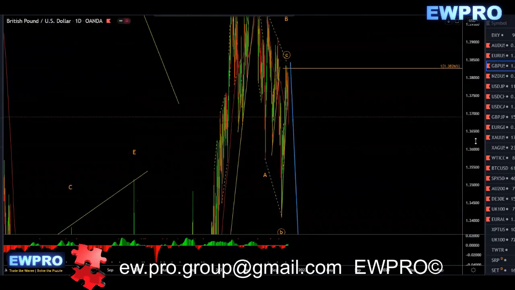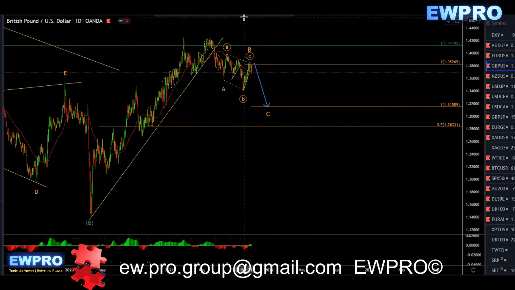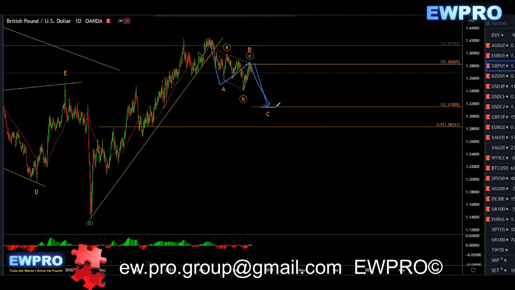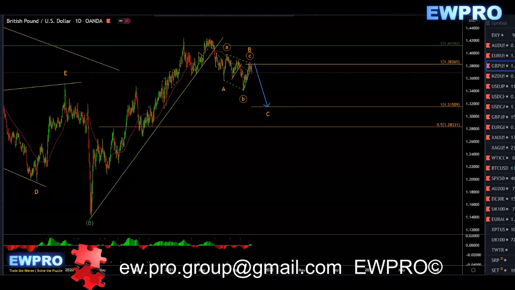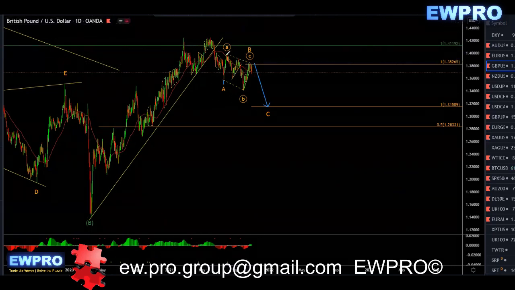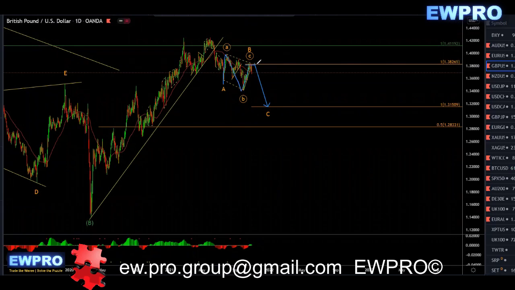GU on the daily. Nothing's changed. We're looking for A, B, C. We're looking for that downside down to this 100 fib here. This one did bounce off that, like A, B, C. It bounced off that 100 fib in here. So with a bit of luck, we get that C down now.